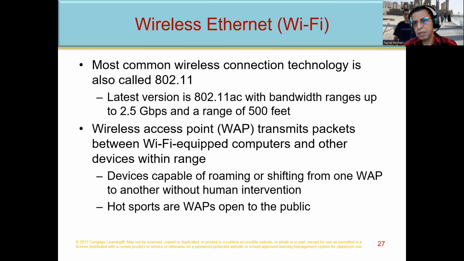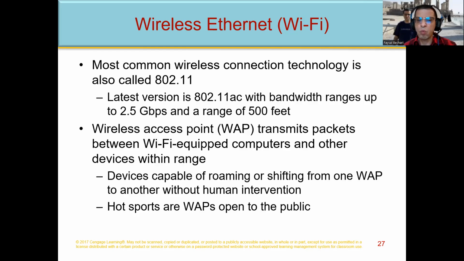Wireless Ethernet: in the old days, you clicked in and plugged into the Ethernet. Today, it could be wireless. The most common wireless connection technology is called 802.11, whose latest version today is 11.AC, with a bandwidth of up to 25 gigabits per second and a range of 500 feet, something like that. Once you're beyond that, it cannot connect.